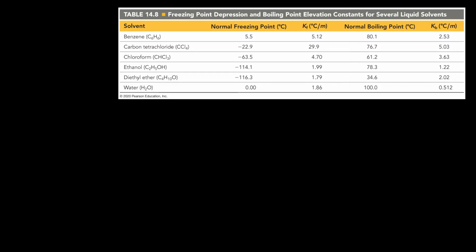So let's go ahead and take some benzene. And maybe we want to know, what's the freezing point of benzene? Well, if that's all it was, we could just look up the table and say, benzene is right here and it freezes at 5.5 degrees C. But we're going to dissolve something in it. So what's the freezing point of benzene with 1.7 moles per kilogram of formaldehyde dissolved in it?